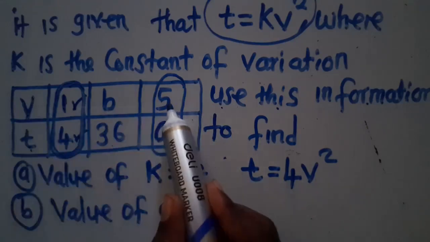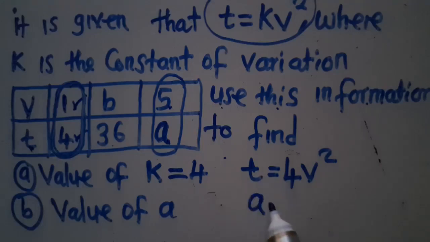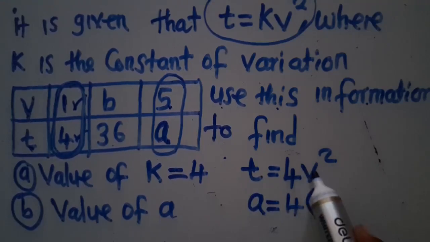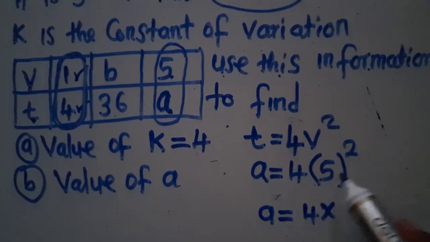Where there is v, put 5. Where there is t, put a. So here you put a is equal to 4 times, what is v? V, you put 5. So 5 squared, like that. I've told you that you are not supposed to use a calculator on this. So a is equal to 4 times, what is 5 squared? 5 times 5. 5 squared doesn't mean 5 times 2. No, this is 5 times 5, which is equal to 25.